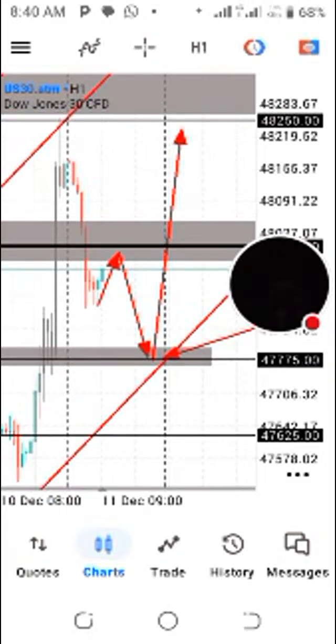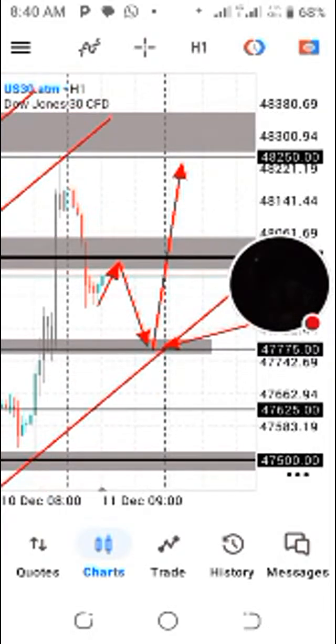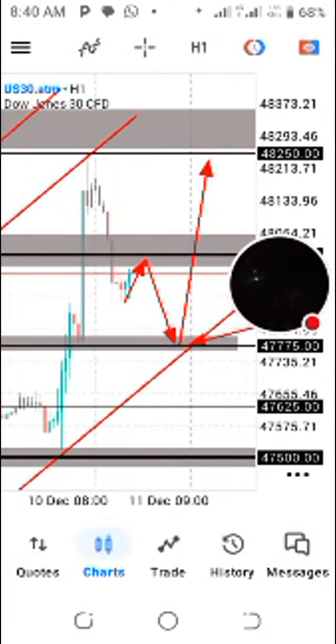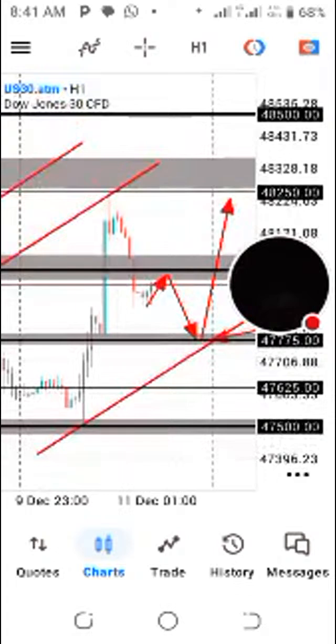Okay. So we are still waiting on US 30, but we are not taking any trade on US 30 till its New York session. I don't trade London session on US 30. I'm not even advising anybody to trade London session on US 30. US 30 is not a London session pair.